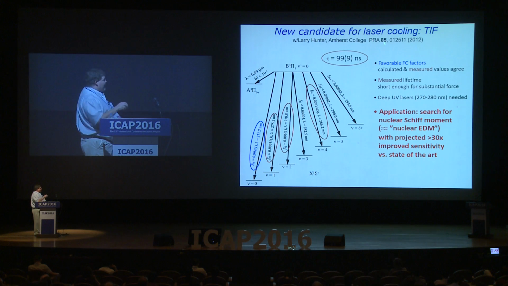So using thallium fluoride and techniques based on the sort of laser cooling methods that I've talked about, we're projecting a 30-fold increased sensitivity to this time reversal violating fundamental physics compared to the state of the art, which is from the Seattle mercury-199 experiment. And this would really allow us to probe, again, now with hadronic physics, energy scales far above what's accessible at the LHC.